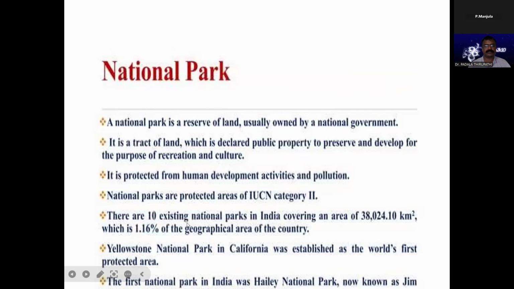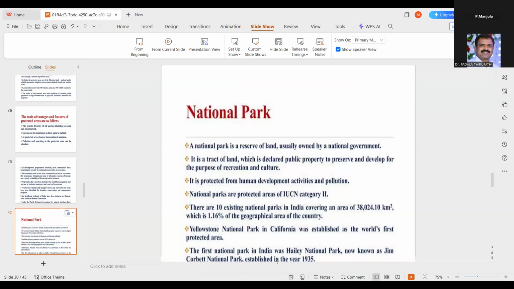There are about 10 existing national parks in India, covering an area of 38,024.10 square kilometers. The first national park to be protected in India was Hailey National Park, now known as the Jim Corbett National Park, which was established in the year 1935.